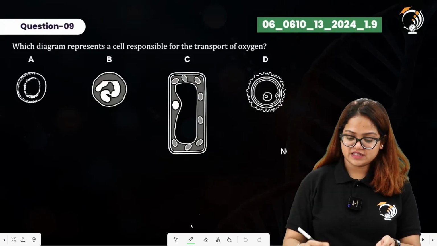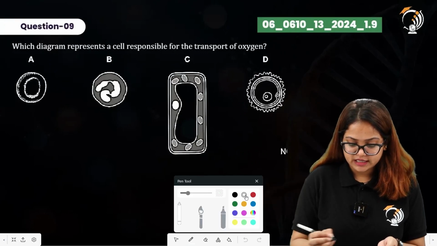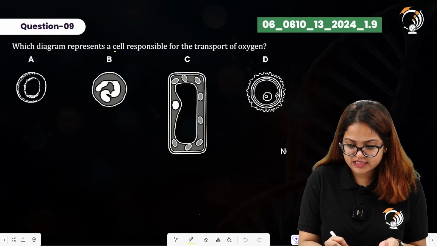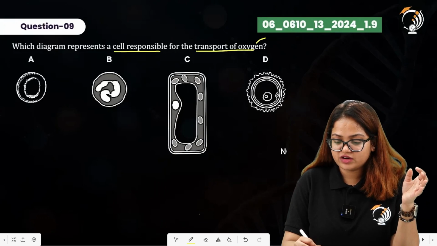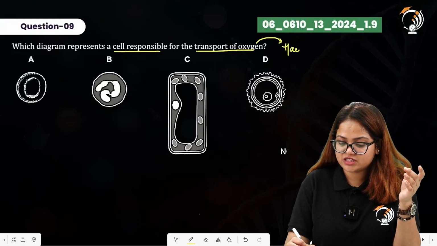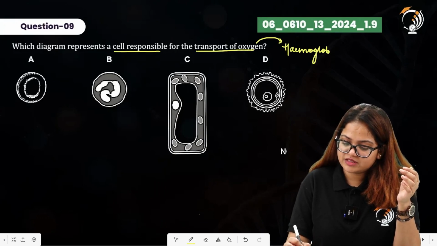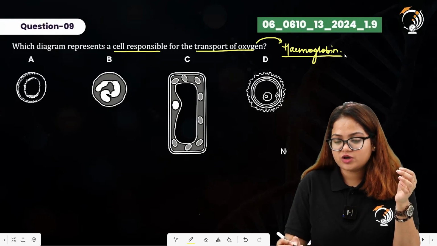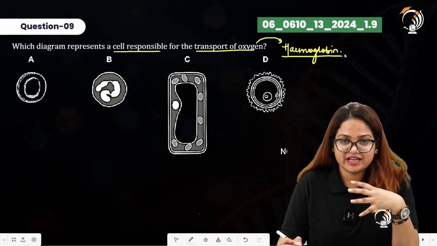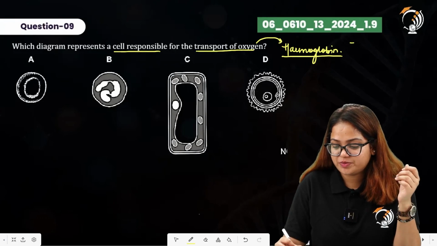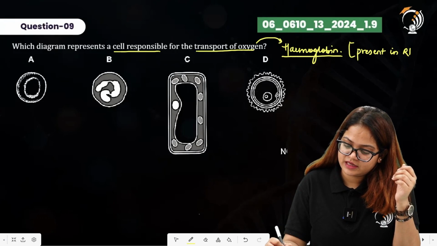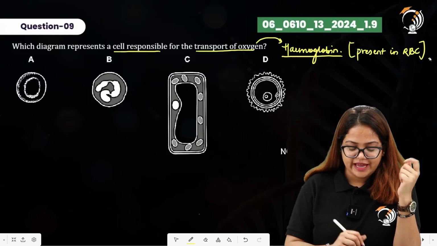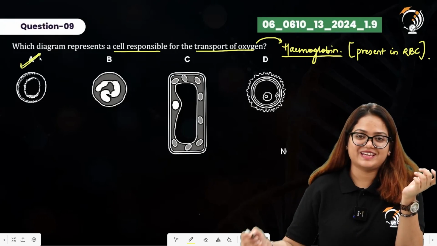Question number 9 here says, which diagram represents a cell responsible for transport of oxygen? So we have discussed that for the transport of oxygen, hemoglobin is required. So hemoglobin is a pigment that binds to the oxygen molecules and transports it across the body. It is present in RBC. And A here represents the RBC, alright.